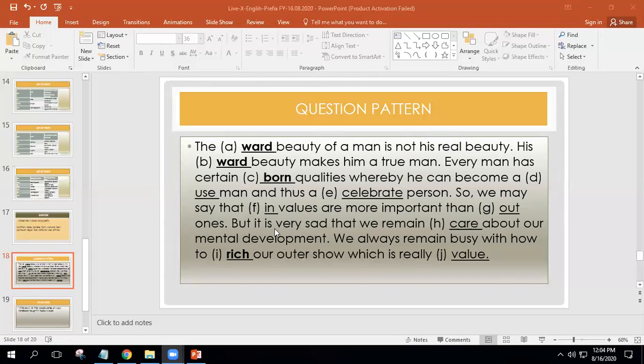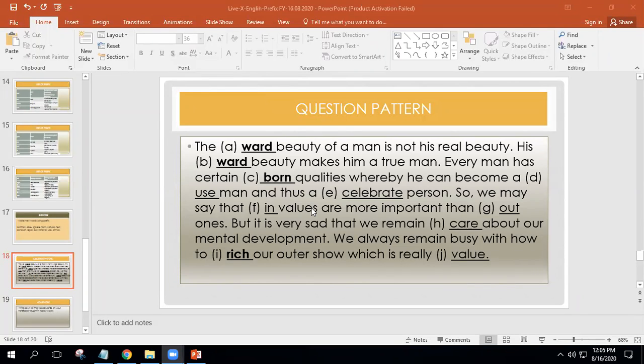Inner values are more important than outer ones. Here you see the grammatical items: one, with an s added, has become plural, ones. Why is ones plural here? Ma'am, this denotes types, inner types, all inner types, a number of inner types. Okay, this ones actually is a pronoun. As values are plural, so ones will be plural here, okay?